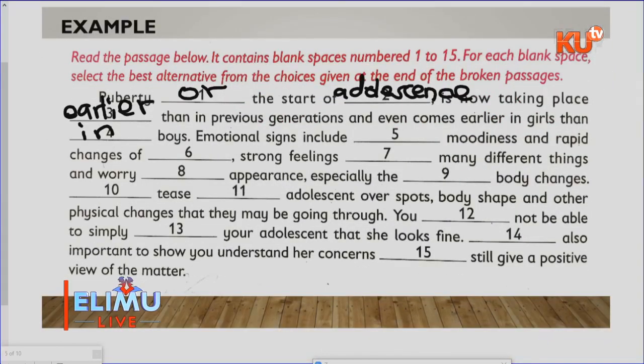What is the cloze test about? It is about puberty, or the start of adolescence, or the early stage of adolescence. So you have learned this from your science. Some of the things that will be tested in such a cloze test is the vocabulary. Do you know the vocabulary or the register, as it is referred to in linguistics, that is related to puberty, that is related to this science, that is related to adolescence?